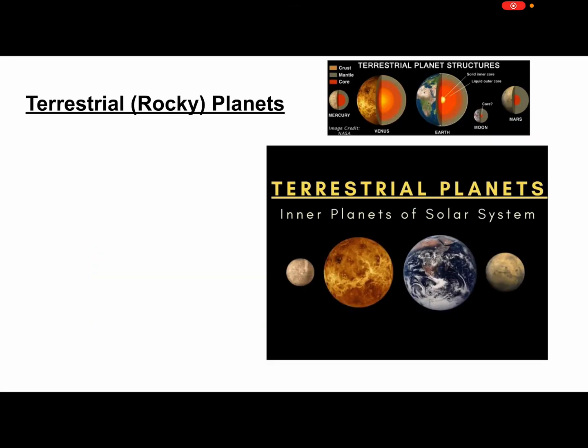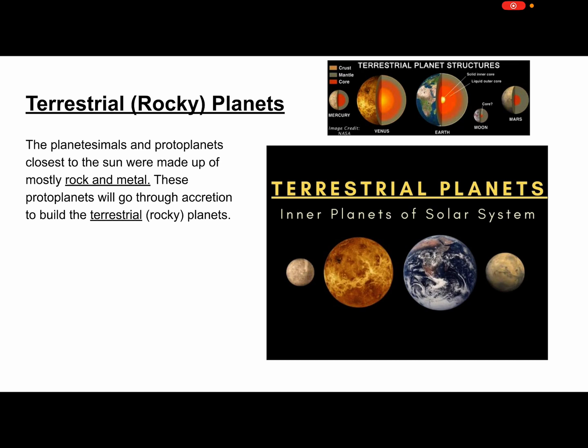On the inside of that frost line is where we get the terrestrial planets. So these planetesimals and protoplanets closest to the sun are going to be made up of mostly rock and metal. These protoplanets are going through accretion, getting larger and larger, and they build up into terrestrial or rocky planets. This type of planet is going to have a metallic core made of metals like iron. It's going to have rocky mantles and rocky crusts.